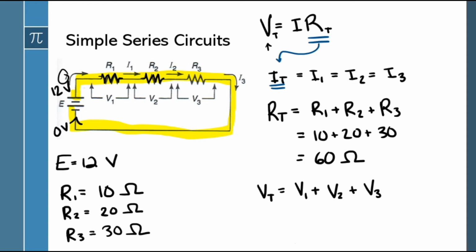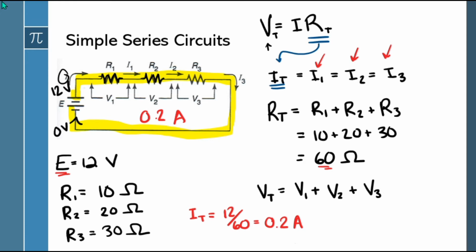Okay, so for this series circuit here, I know that the total resistance was 60. I know that the total voltage was 12, so I can start by finding IT, total current, and it's going to be 12 divided by 60, which is going to give me 0.2 amps. All equal, so everywhere in this circuit we have 0.2 amps flowing. And I can use that information to figure out the voltage drops at each resistor.